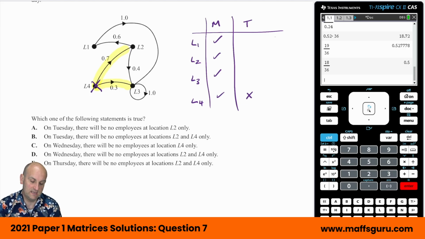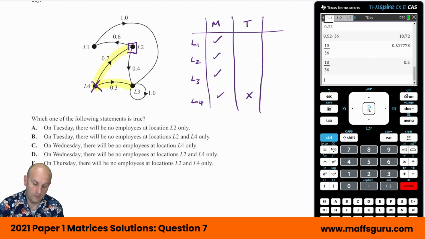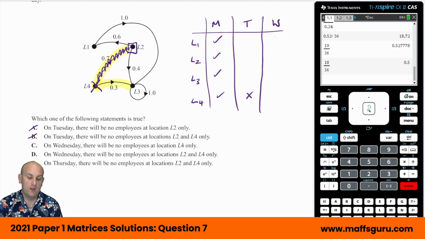Well, L3 people will stay because of that loop, while L1 will have got rid of all the people. It will actually have gained people from L2 who are fed into it. So I think on Tuesday, the only location that doesn't have anyone will be L4. Now, that's not an option, and that's not an option, so we're working our way down there now. So if we now look at Wednesday, everyone is moving overnight again. L2 didn't gain anybody. So overnight, L2 will lose everybody, and there will be no one working at L2 on Wednesday.